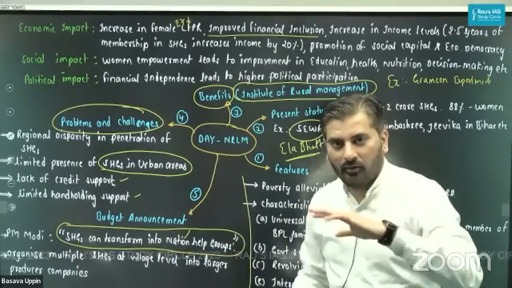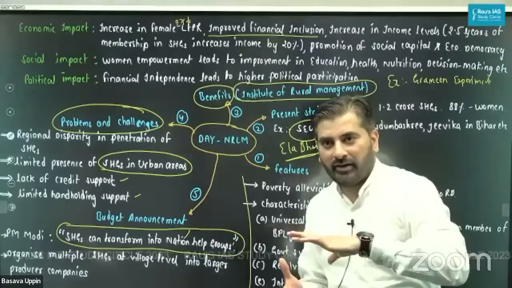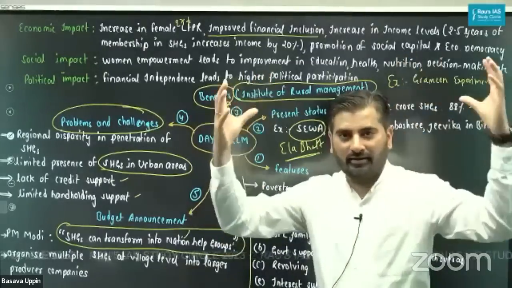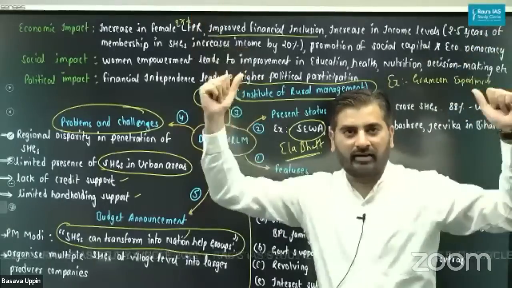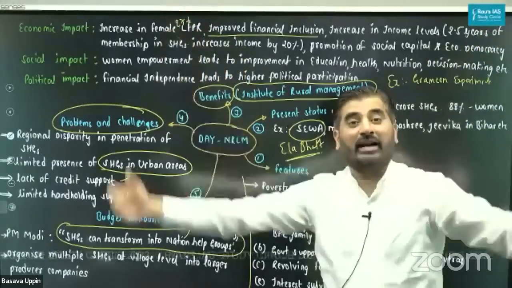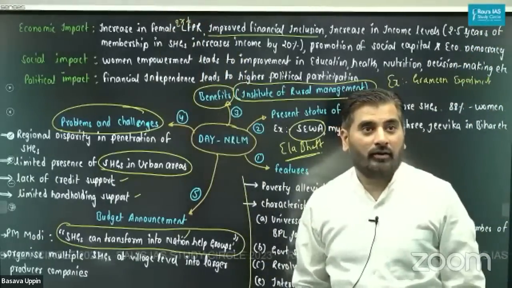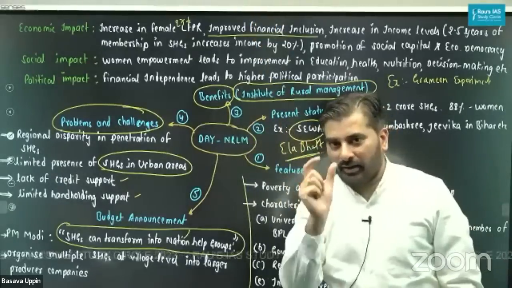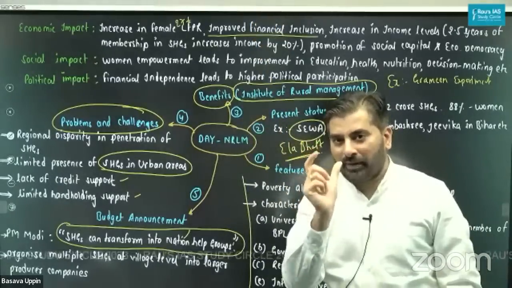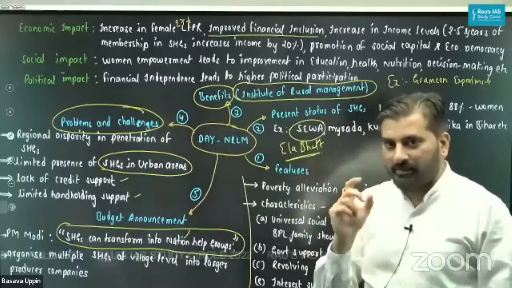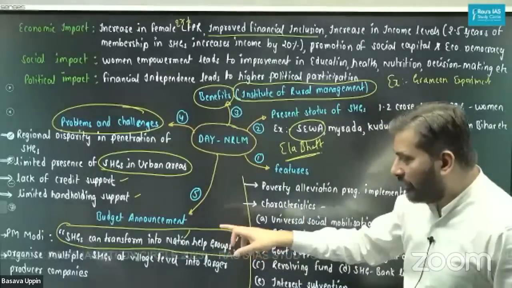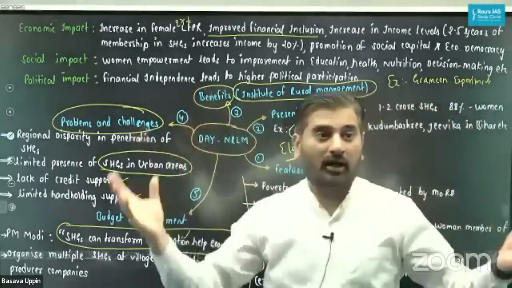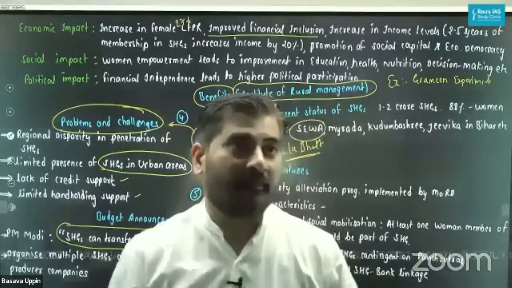One, whatever SHGs we have, we can aggregate them, form a district level SHG. District level SHG can become a state level SHG. State level SHG can become a national level SHG. So bottom up approach. So keeping in mind this particular statement made by Prime Minister Modi, this year's budget has announced that we will organize multiple SHGs at the village level into larger producer companies.